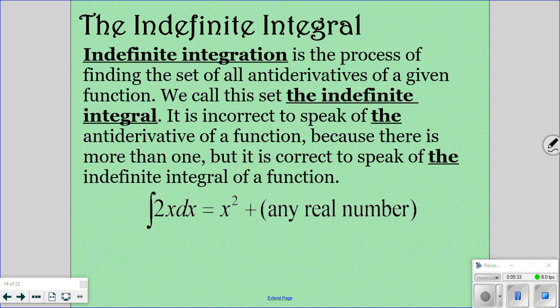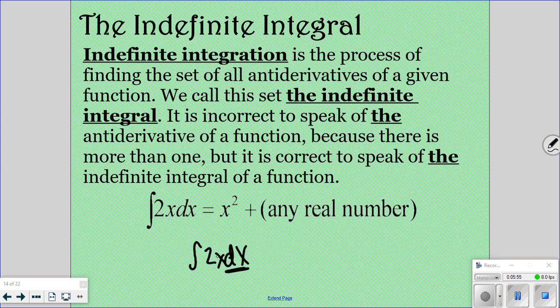So this little symbol here is the integral symbol. This is how I write it. Well, maybe not like that. I write it like that. And then 2x dx. So we are integrating with respect to a variable of x.